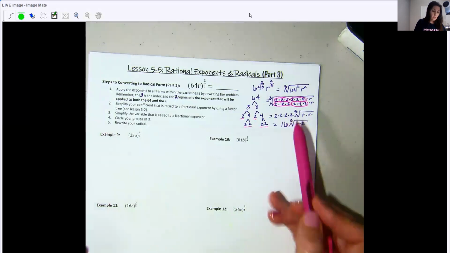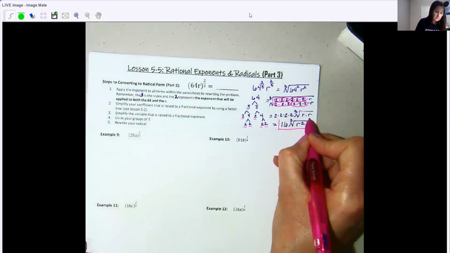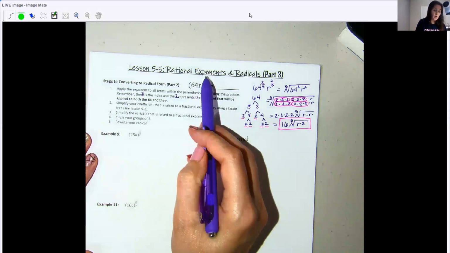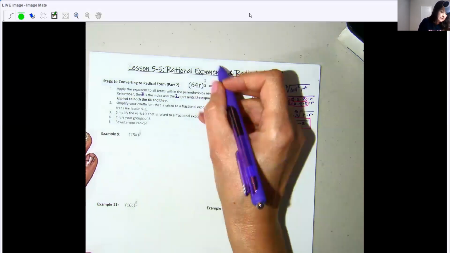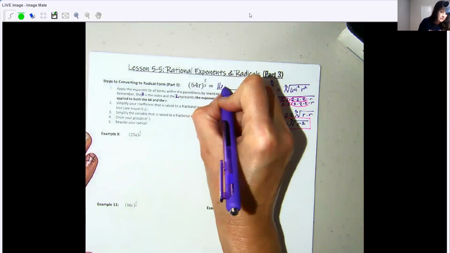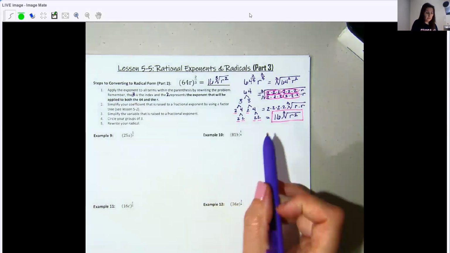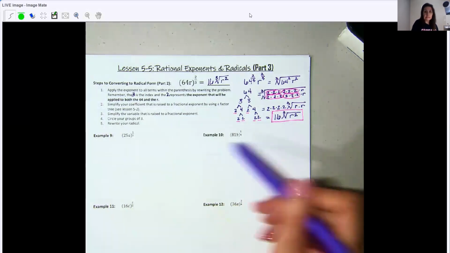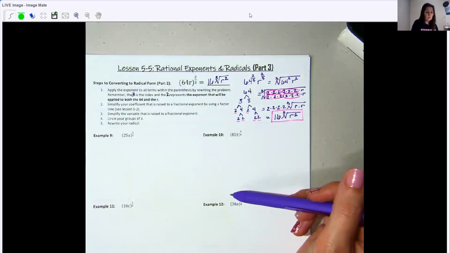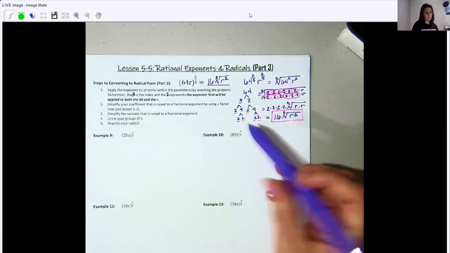So we have simplified this down as far as we can. So 64r raised to the power of 2/3 is 16, index of 3, and then r squared, just like that. Okay. And so these problems can take a little bit of time. We have 6 examples here, and you can use this page on most of your assignment.